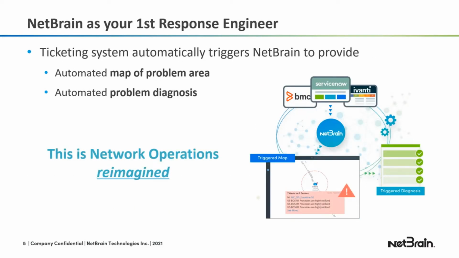If you look at the diagram on the right, you'll see that we have a ticketing system. It could be ServiceNow or BMC Remedy. Once a ticket is created, it'll automatically trigger NetBrain to take action. And NetBrain will do 2 things. It'll create a map of the problem area, and it'll produce a possible diagnosis of what the problem could be. So in this circumstance, we're allowing NetBrain to be the first response engineer before a help desk engineer ever touches the ticket. This will allow much lower mean time to repair and mean time to innocence.